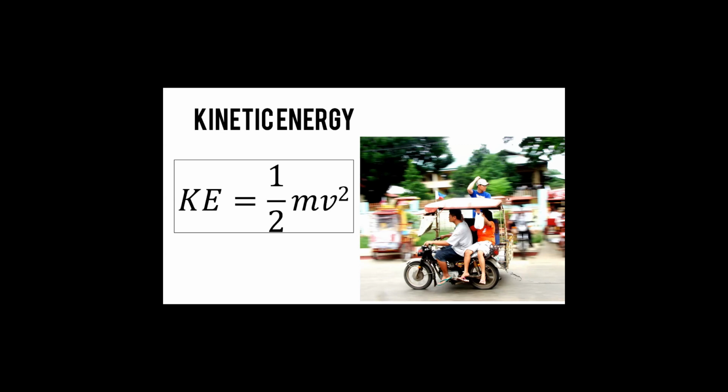So kinetic energy is equal to 1/2 of its mass, which is in kilograms, times the square of its velocity, which is in meters per second. So this is how to identify or solve for the kinetic energy of a moving object. Okay, so let's try to use this equation in a given problem.